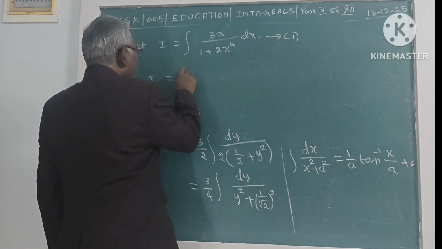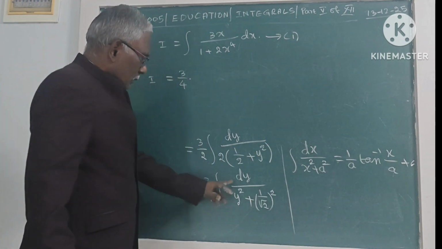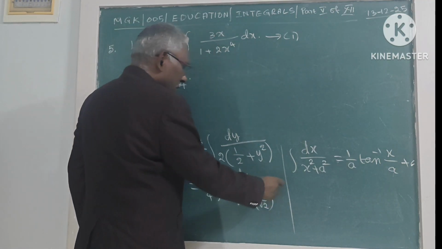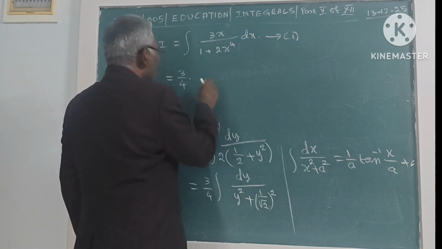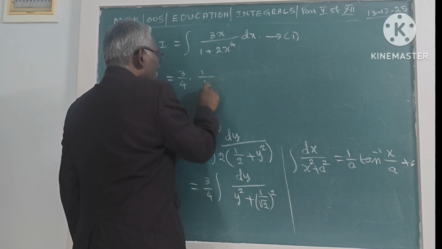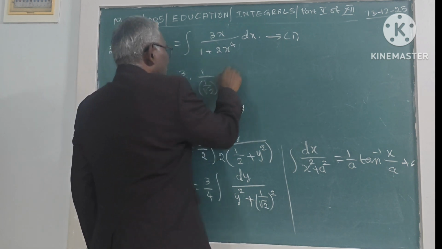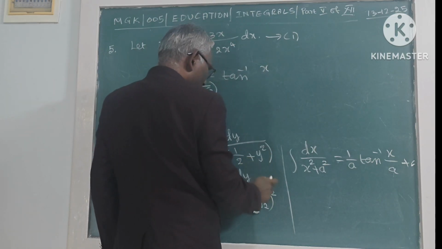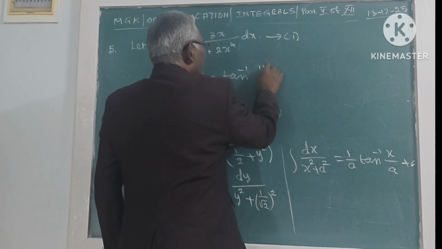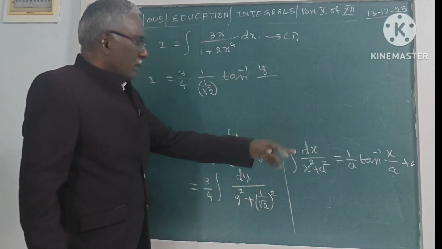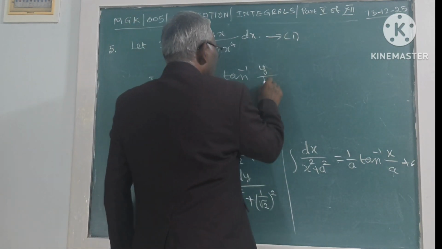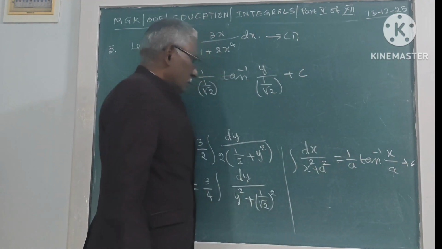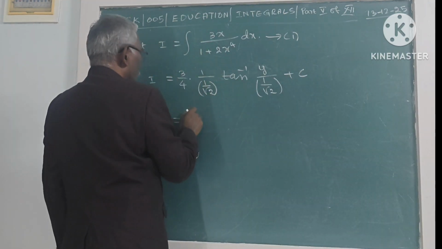3 by 4. So this is nothing but 1 by a. A is 1 by root 2 here. So 1 by a, 1 by root 2, tan inverse x, here y by a, a is 1 by root 2, plus constant. This root 2 will go to the numerator.